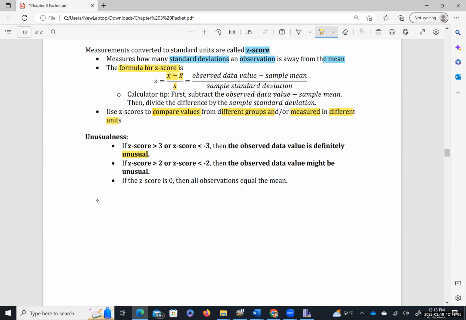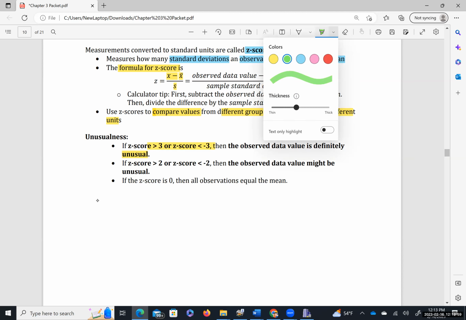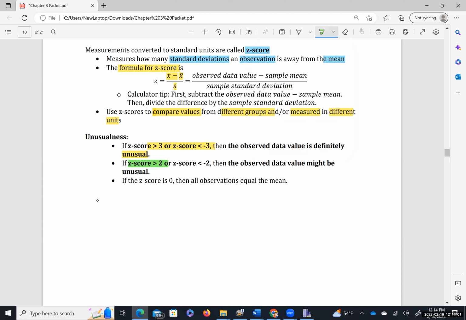Okay. For a z-score greater than 2 or less than -2, we can say the observed data value might be unusual. And if the z-score is 0, then the observation equals the mean. That's a special case.